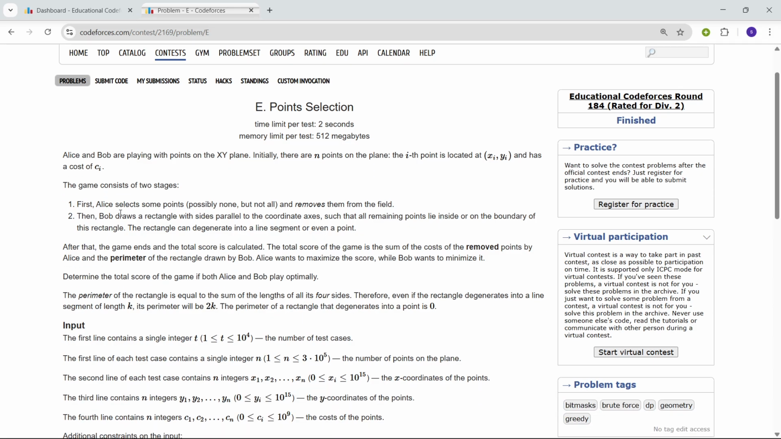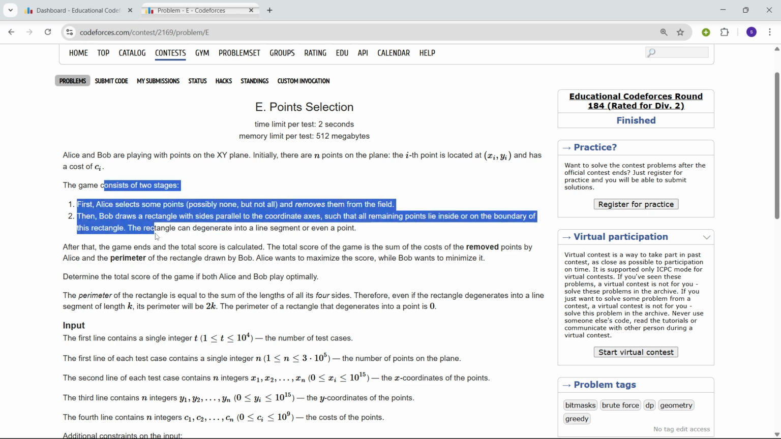In the first stage, Alice selects some points, possibly none but not all, and removes them from the field. Then Bob draws a rectangle with sides parallel to the coordinate axes such that all the remaining points lie inside or on the boundary of this rectangle. And this rectangle can degenerate into a line segment or even a point.